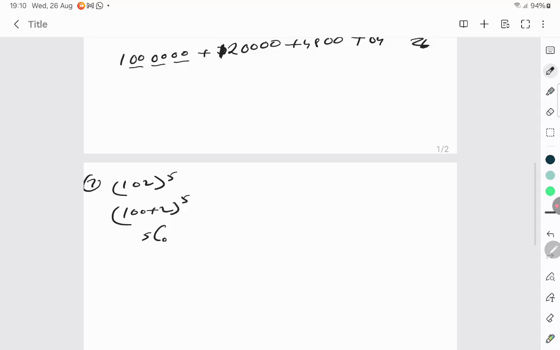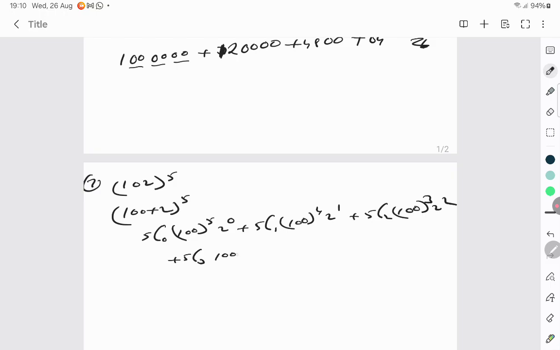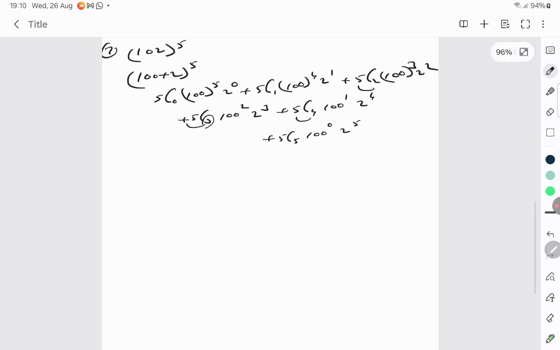It is 5c0 100 to the power 5, 2 to the power 0, plus 5c1 100 to the power 4, 2 to the power 1, plus 5c2 100 to the power 3, 2 to the power 2, plus 5c3 100 to the power 2, 2 to the power 3, plus 5c4 100 to the power 1, 2 to the power 4, plus 5c5 100 to the power 0, 2 to the power 5. So you have expanded this, and you have to find the answer for it.